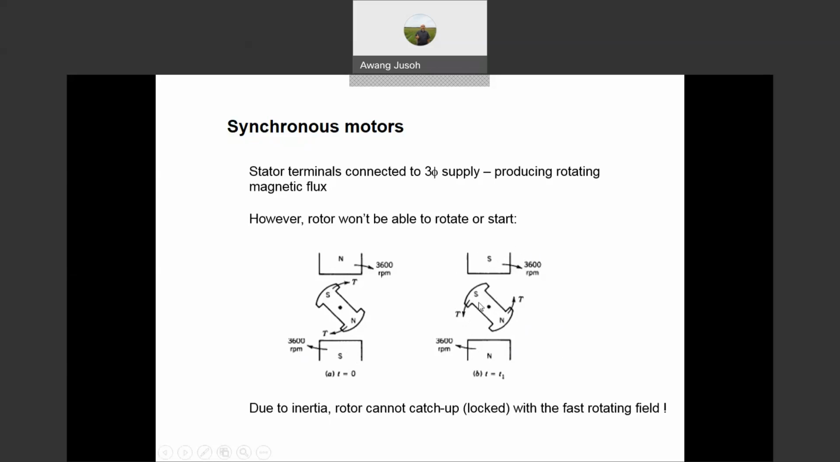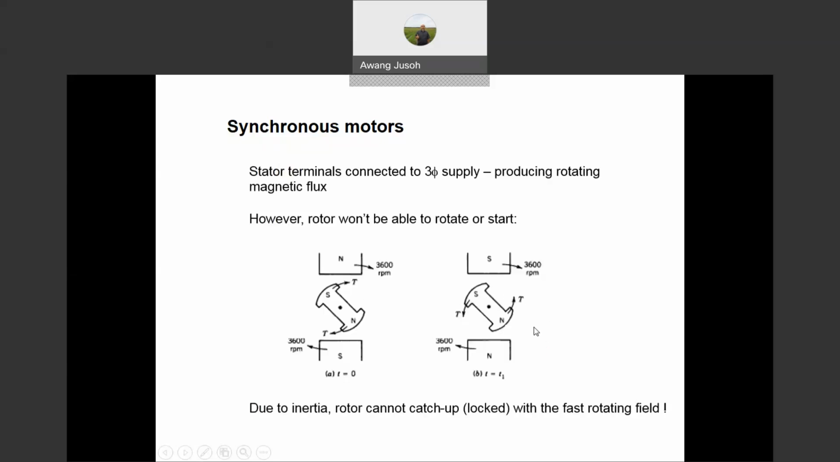That means you can see that the movement of the rotor is like vibration. This one is on the left side, this one on the right side, then this one on the right, this one on the left. It's like vibration. It cannot catch the main air gap flux, because it is just vibrating without any catching, because of the fast movement of the rotating magnetic field.